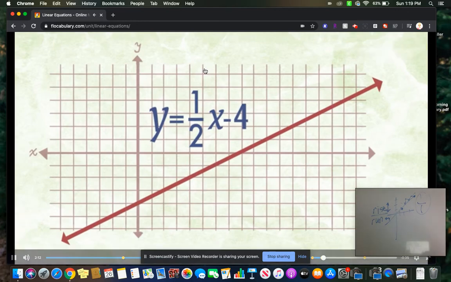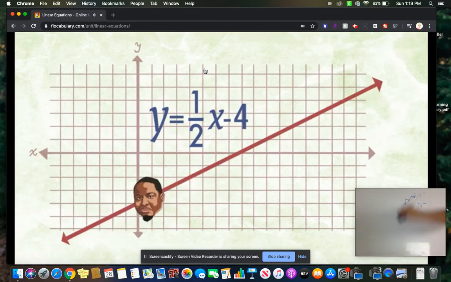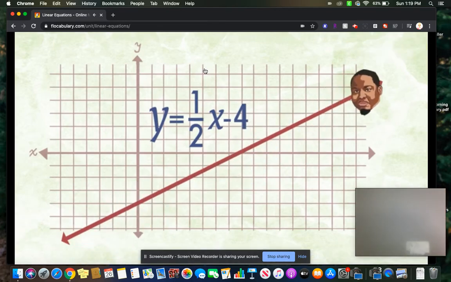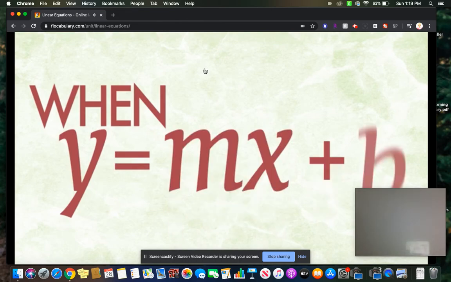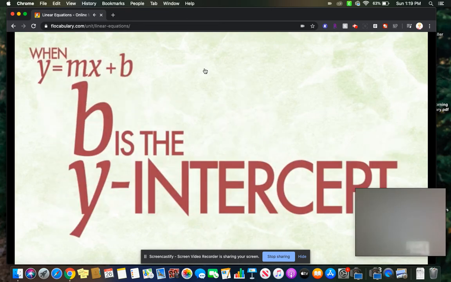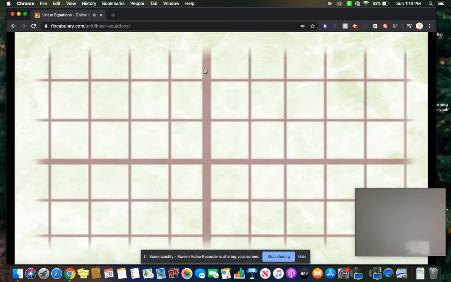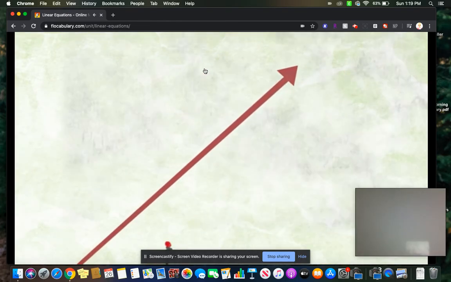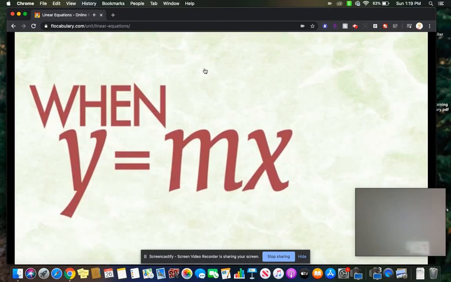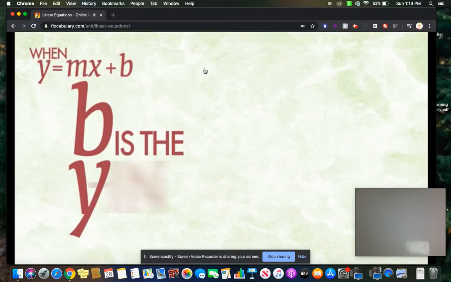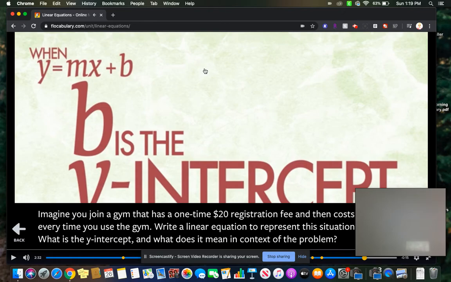I give praise to the ruler that made me one-dimensional, but you can't outrace me. With y equals mx plus b, b is the y-intercept, you'll see. M is the slope, rise over run, the wait until we stop, but the day will never come up. When y equals mx plus b, b is the y-intercept, you'll see.